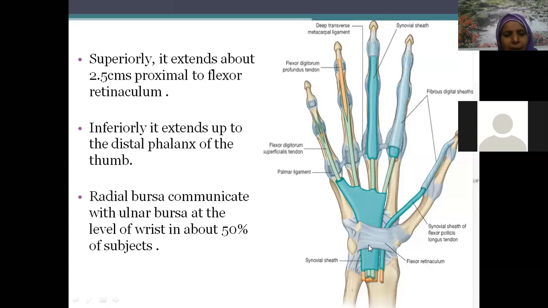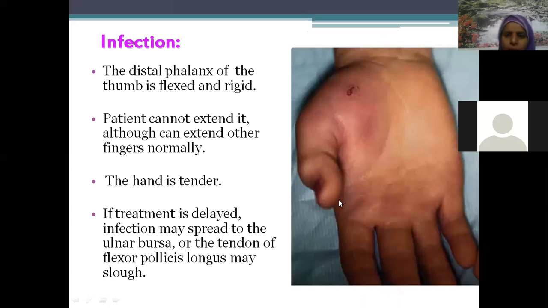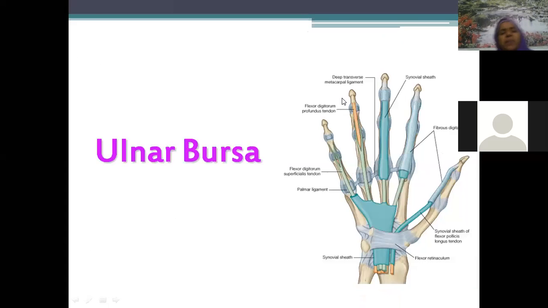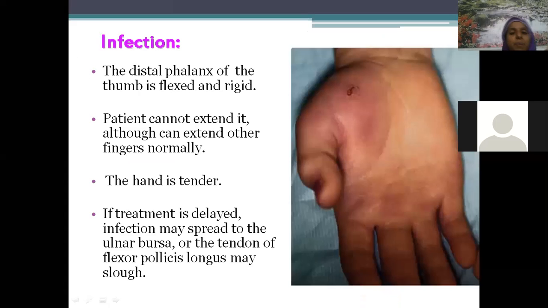Okay. So radial bursa and ulnar bursa, usually they communicate. There is a passage between the two in about 50% of cases at the level of the wrist. So here in the radial bursa also there can be infection, same like what we have studied in case of thenar space almost. The distal phalanx of the thumb is flexed and it becomes rigid. Patient cannot extend it. But other fingers are not affected, only the flexor pollicis longus tendon is affected. That's the reason the distal phalanx of the thumb is flexed and it becomes rigid.